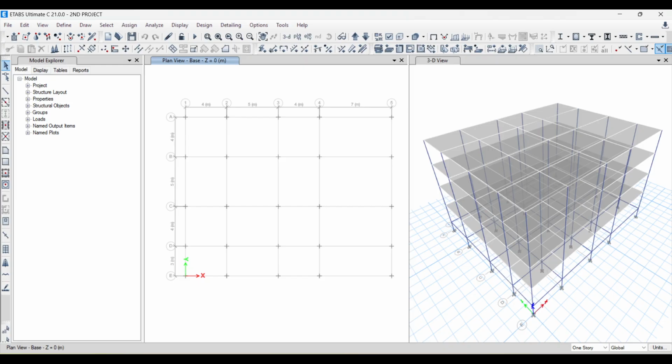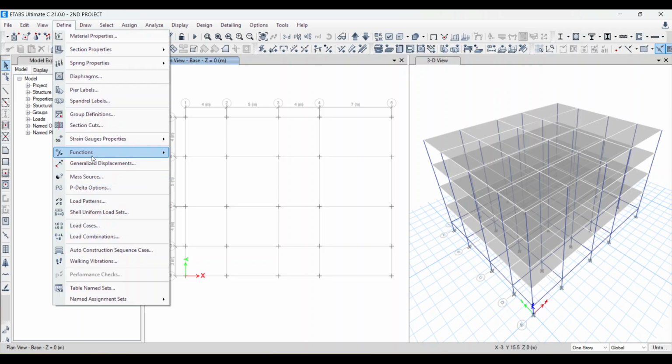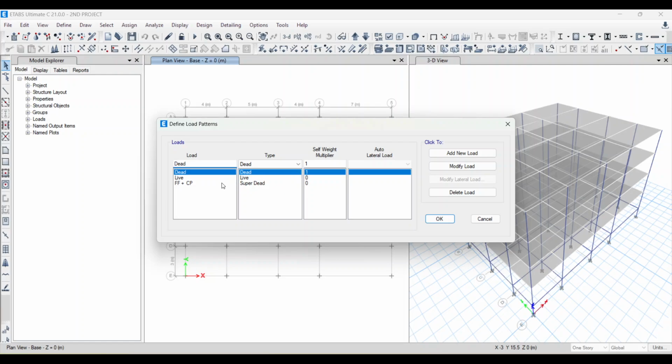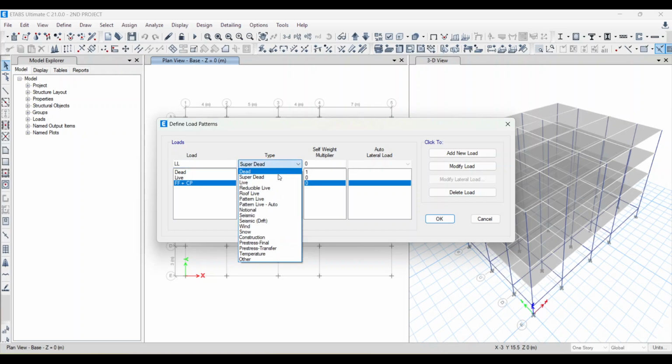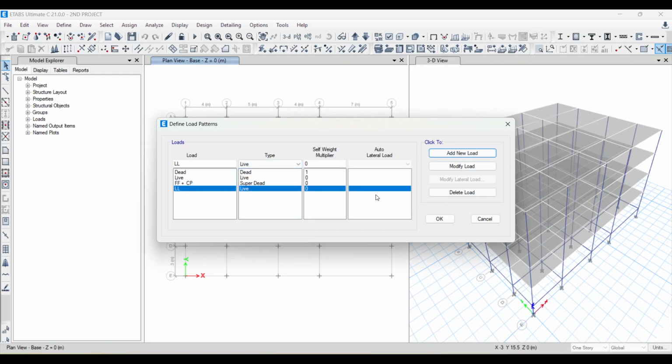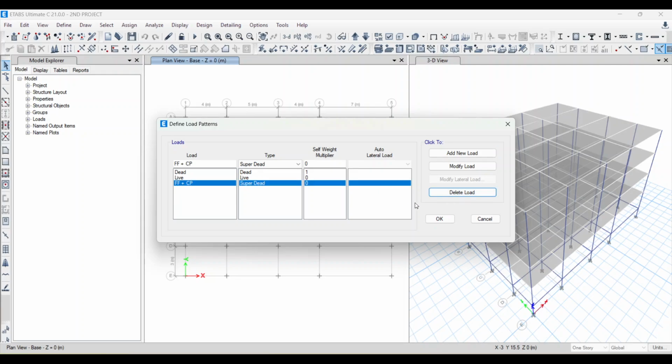so I will just come to the tab and go to define load pattern. Here I define the floor finish and the ceiling plaster. Okay, so now I will add the live load, and from here I will select live, add new load. So here you see live load. Sorry, it is already defined actually. So I just delete it.